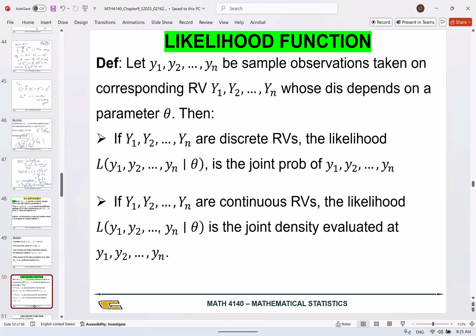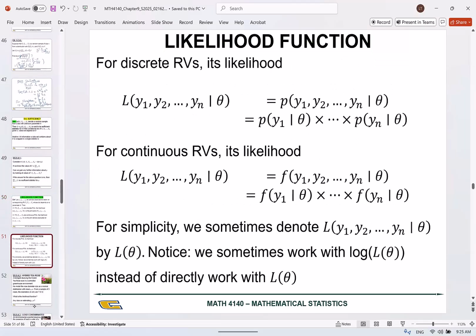For sure, we have the discrete case and the continuous case. For the discrete case, we have what we call the joint probability, a joint PMF, and for the continuous case, we call it the density function. For each case we will have a function we call the likelihood function, and the likelihood function can be written out.